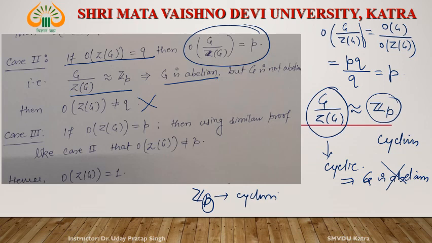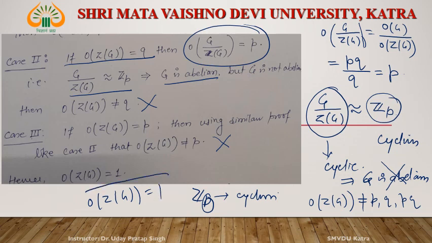The case where the order of Z(G) is p is similar to the second one, and it is also not possible. Then the order of Z(G) is not equal to p, q or pq. So what remains is that the order of Z(G) must be equal to 1. This is the complete proof of this problem.